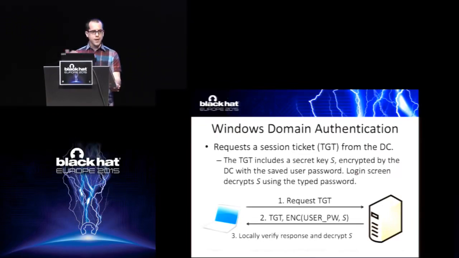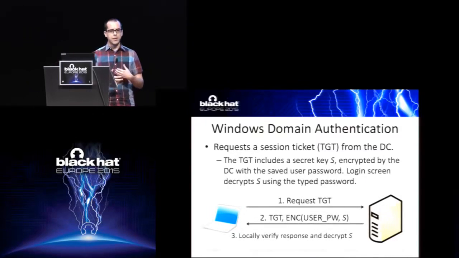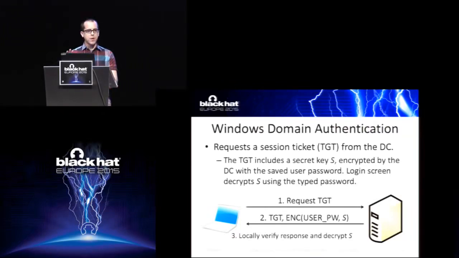What's returned with that ticket granting ticket is also a secret that's been encrypted with the user's password. It's assumed that the domain controller has a hash of the user's password. And when you type in the password to the local computer, there's also a copy of that password temporarily on that computer. So the domain controller responds with this secret that's been encrypted with the user password, and then the local machine verifies that it can decrypt that secret using the password you just typed in. So this is something that we can completely reproduce with our mock domain controller.